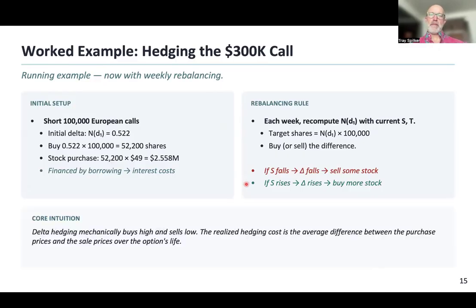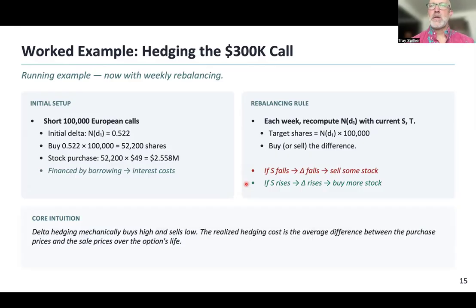So the core intuition to take away from this is that when we're hedging using delta, we're mechanically buying when it's high and selling when it's low throughout the option's lifetime. The average difference between the buy and the sell cost, that spread, the buy sell spread, that's going to be the cost that the hedger, us, the bank, are going to have to pay.